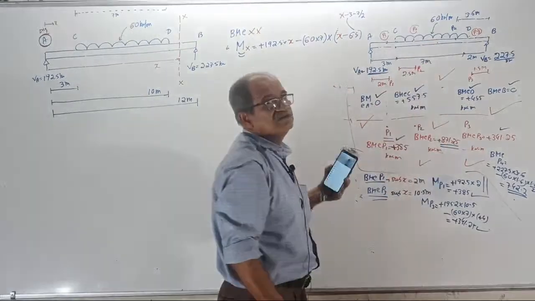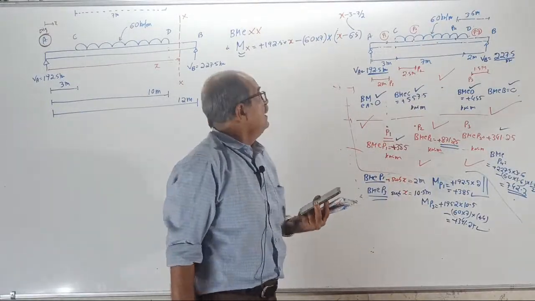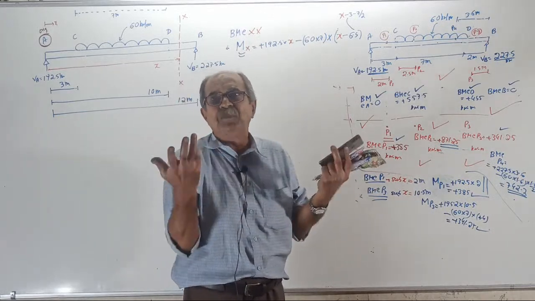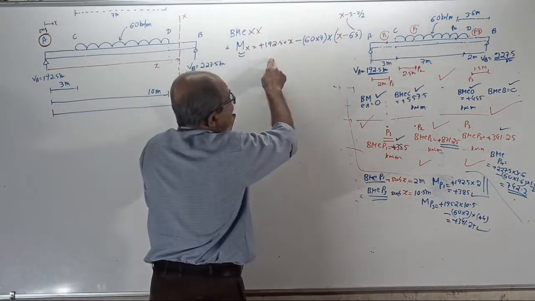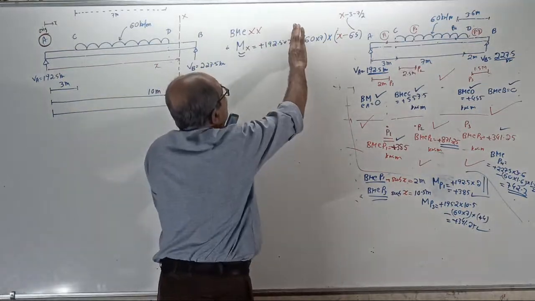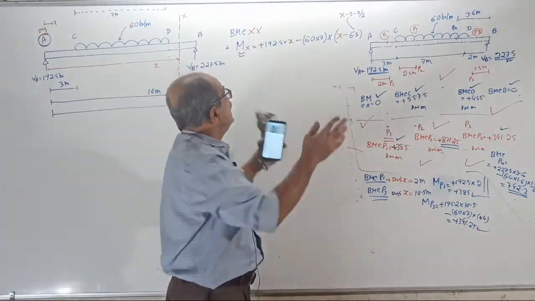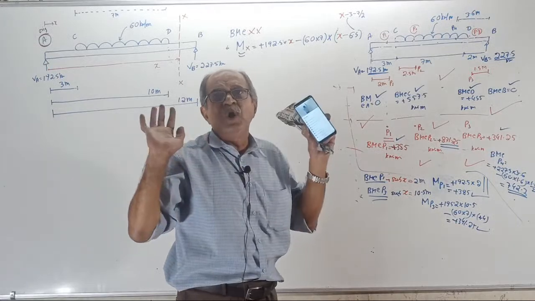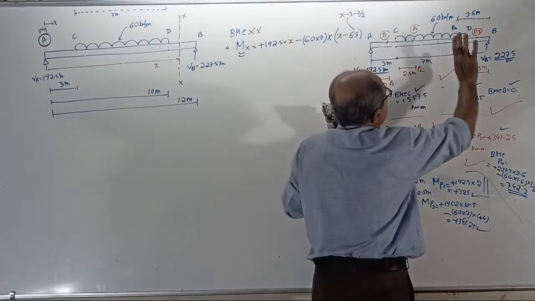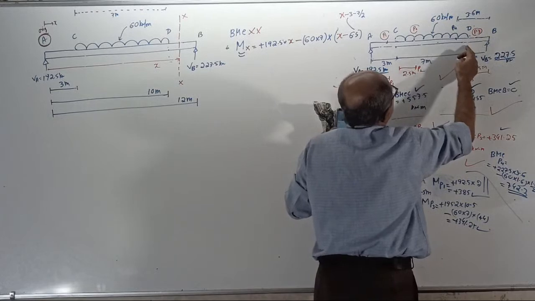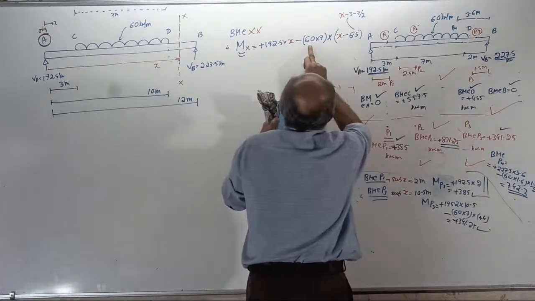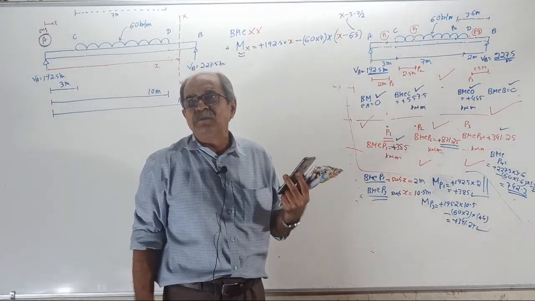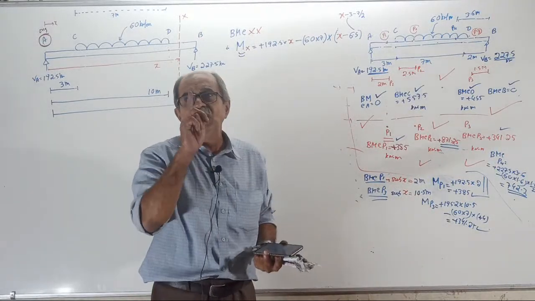No, it is wrong. See, if the section is before the UDL, no problem, because this term we are not considering. We stop here. If the section is after the UDL, again no problem, because you will get the UDL for the full 7 meter. Correct. The problem, or wrong result, will come if the point lies within the UDL.